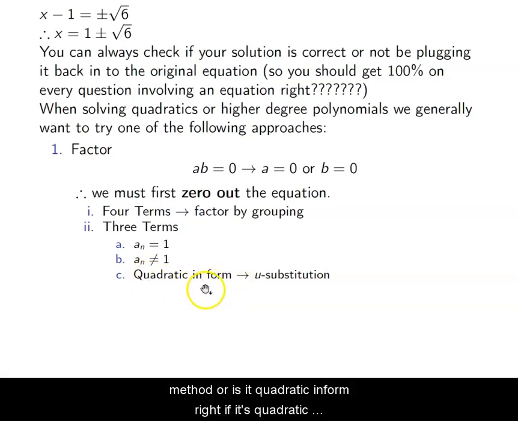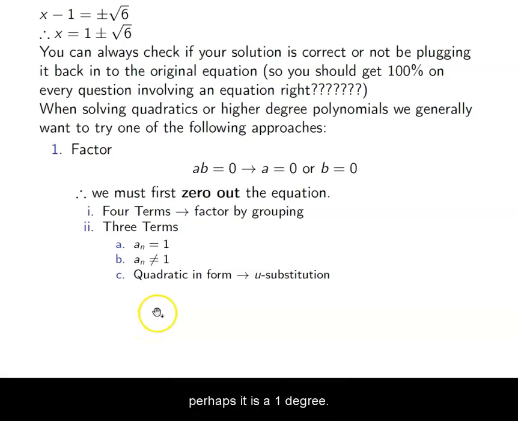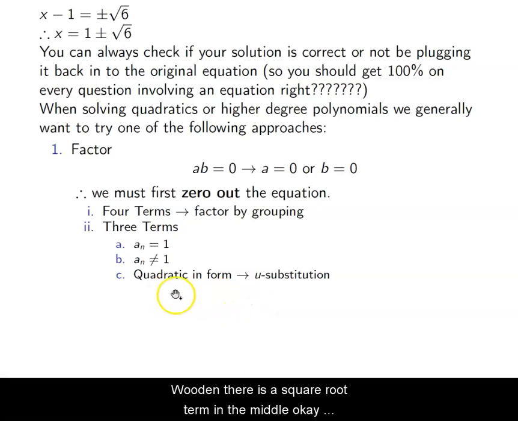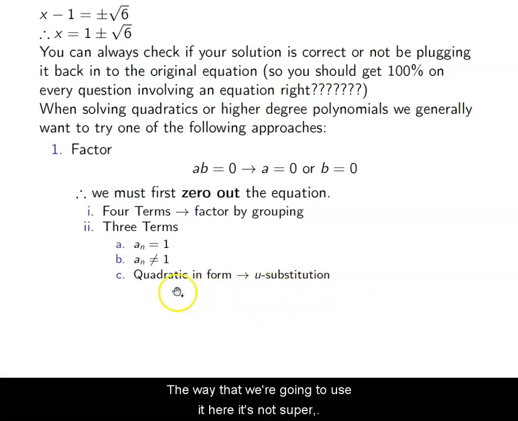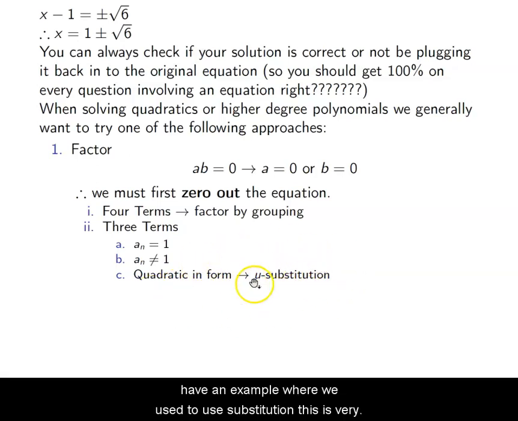If it's quadratic in form, what this means is it still has the form of a quadratic, a second degree polynomial, but maybe it's a 4th degree polynomial, or a 6th degree polynomial, or perhaps it is a 1 degree, and there is a square root term in the middle. As long as it has the form of a quadratic, we can use what we call a u-substitution. A u-substitution is a very unique type of substitution that we use. It's very, very common in calculus. The way that we're going to use it here is not super common for calculus, but it's a good introduction to it. So we do have an example where we use the u-substitution.